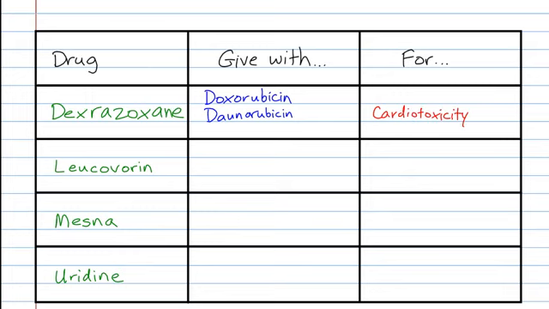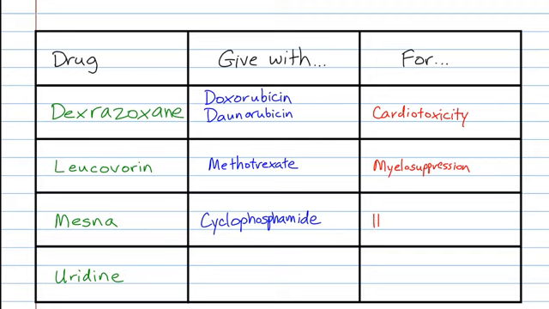The next one, leucovorin, we give with methotrexate. We do that to rescue from myelosuppression. The next one is mesna, which we give with cyclophosphamide. And we give that to prevent hemorrhagic cystitis. And the last drug here, uridine, we give with 5-FU, and that's to rescue from myelosuppression.